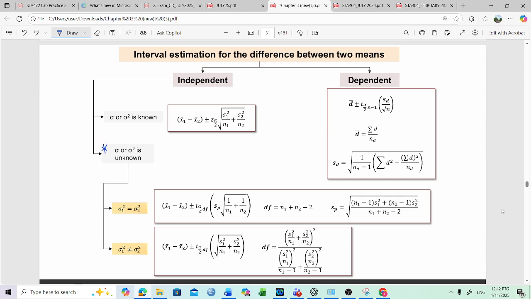Unknown case means we do not have any information or any value for both variances and standard deviations of both groups. As you can see here, there are two different formulas for the confidence interval, which are when the variances are equal and when the variances are unequal. Since we have two different formulas, we need to determine which formula to use to calculate the confidence interval. How do we determine this? This can be determined by using Levene's test.